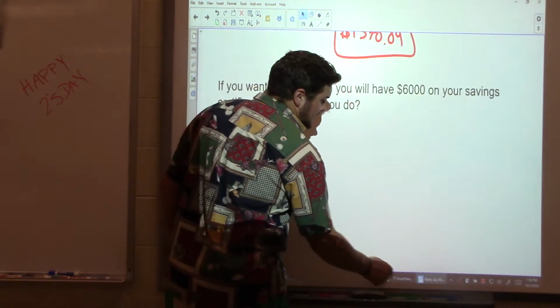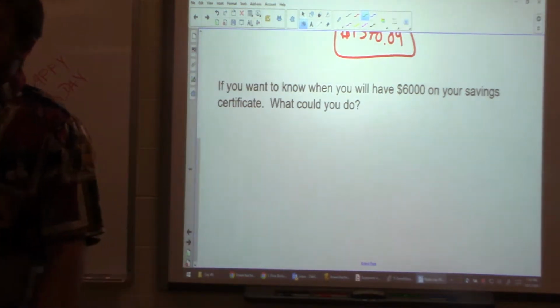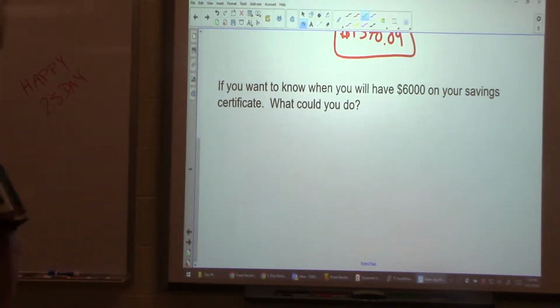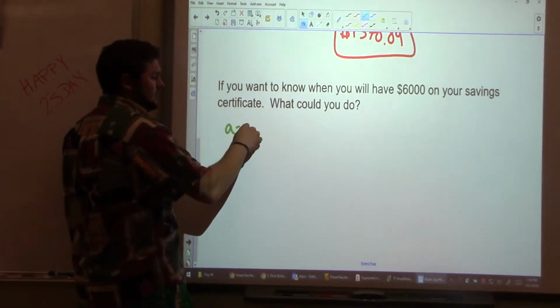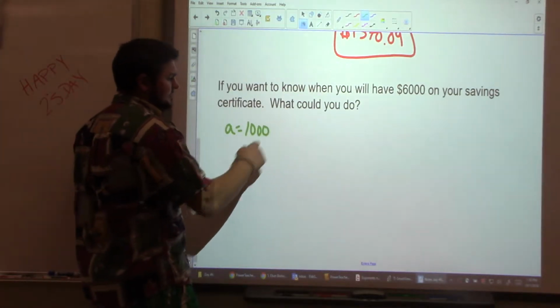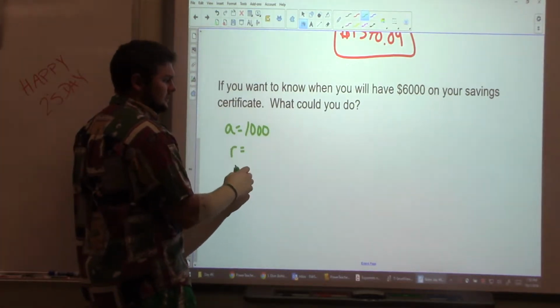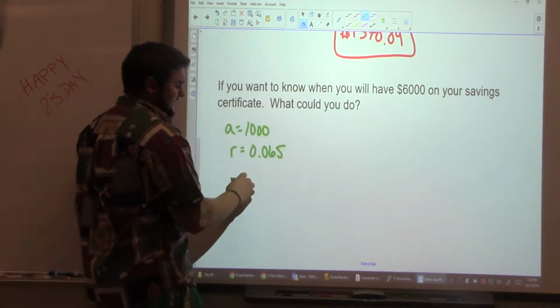The second part now to this question asks, if you want to know when you'll have $6,000 on your savings certificate, what could you do? We're not going to multiply. Just think about it though. What's our initial amount going to be still? 1,000. What's our rate going to be still? 0.065.